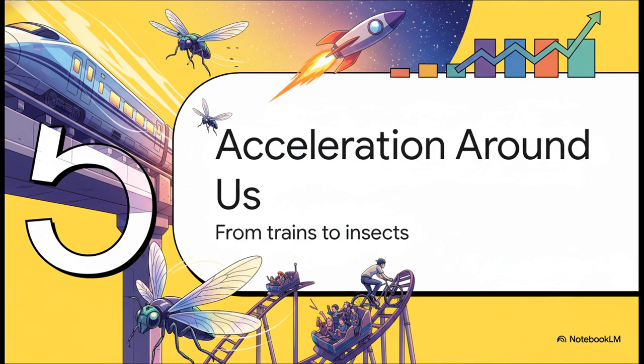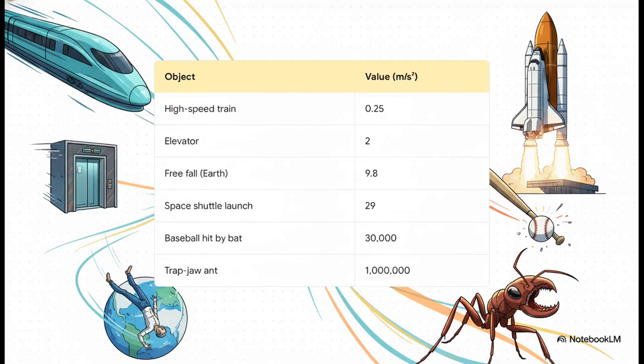Now that we know what we're talking about, let's get a feel for the scale. And trust me, the numbers can get absolutely insane, from a gentle cruise to some of the fastest movements on the planet. Just look at this table. A normal elevator ride, that's about 2 meters per second squared. You drop something, gravity pulls it down at 9.8. But a baseball getting walloped by a bat, we're talking 30,000 meters per second squared. The scale here is just huge.